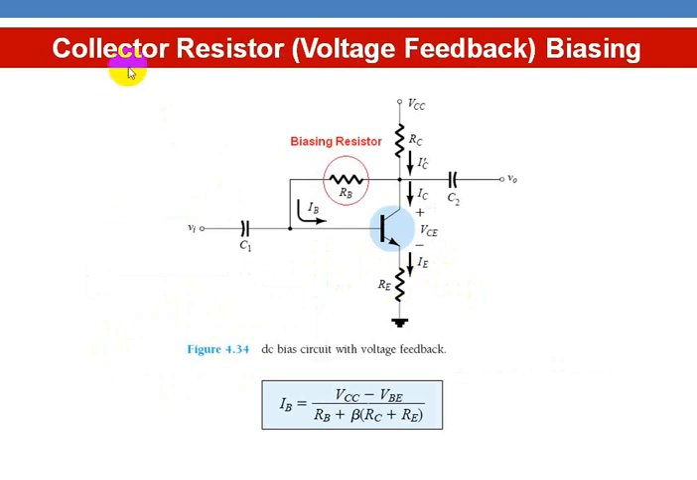The second one is collector resistor or voltage feedback biasing. In this case, RB is placed between collector terminal and the base terminal. The base current is given by VCC minus VBE divided by RB plus beta into RC plus RE. So here it is a function of beta. When there is any change in beta, that immediately reflects in the base current. As a result, whenever the base current is changed, again the collector current can be maintained constant.